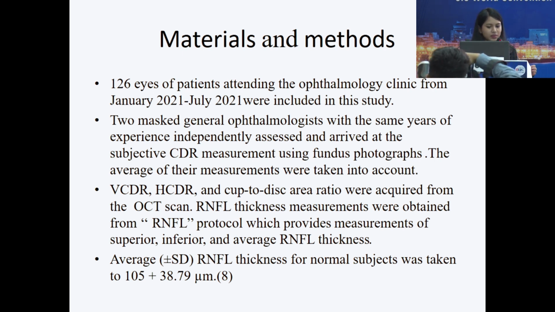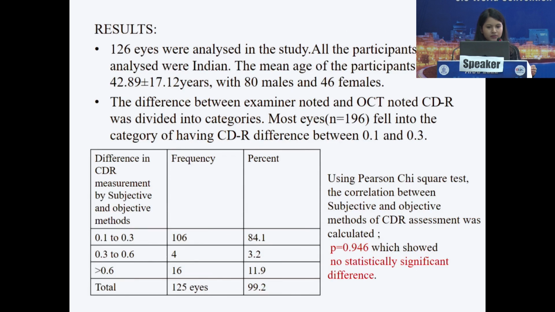The vertical cup to disc ratio and the horizontal cup to disc ratio were acquired from the OCT scan, and RNFL thickness measurements using the RNFL protocol were considered. The average RNFL thickness for normal subjects was taken as 105 plus or minus 38.79 microns. The results of the study: 126 eyes were analyzed and all participants were Indian. The mean age of the participants was 42 years, with 80 being male and 46 being female.